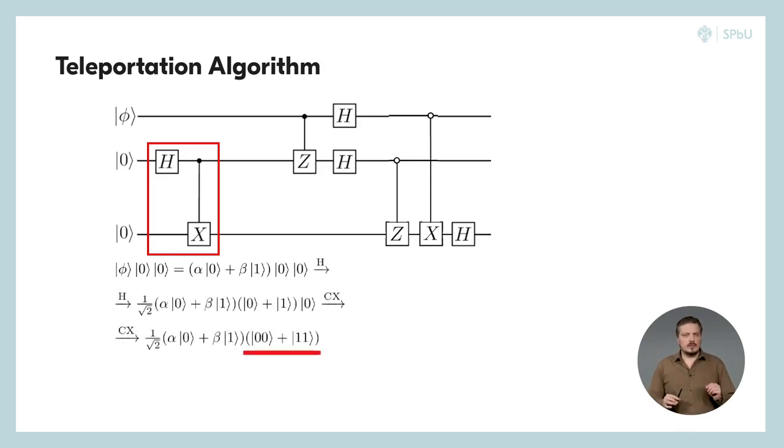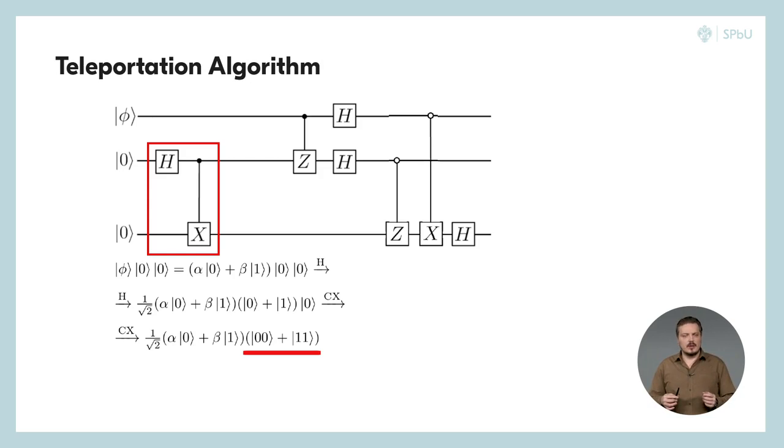During the preliminary step, we entangle the second and the third particles. Quantum entanglement is the instrument that we are going to use to transfer the quantum state at a very long distance. First, we apply Hadamard transform to the second qubit to obtain the state plus, which is the sum of vectors 0 and 1. And then we use this qubit as a control for the controlled NOT operator.